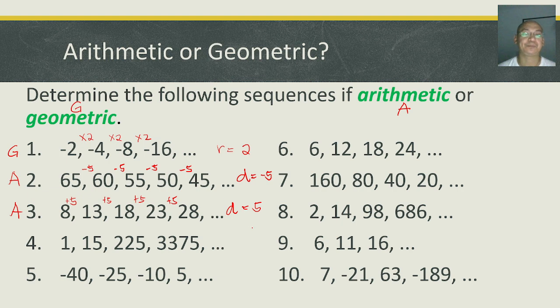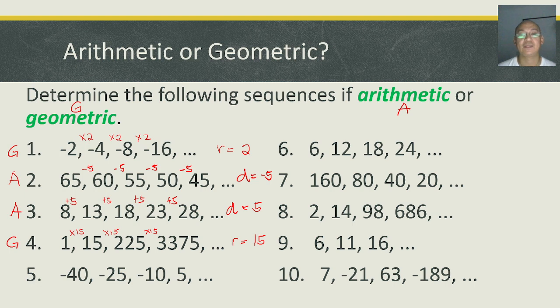Number 4: 1, 15, 225, 3,375, where we are multiplying each and every term by 15. So we have the common ratio of 15. As we are multiplying, it is a geometric sequence.